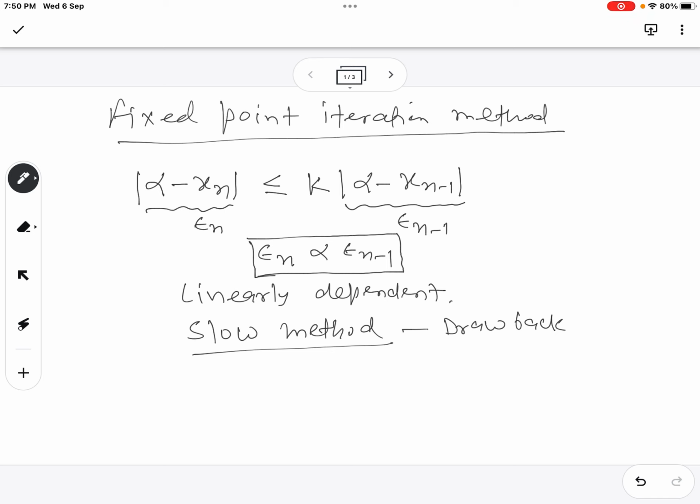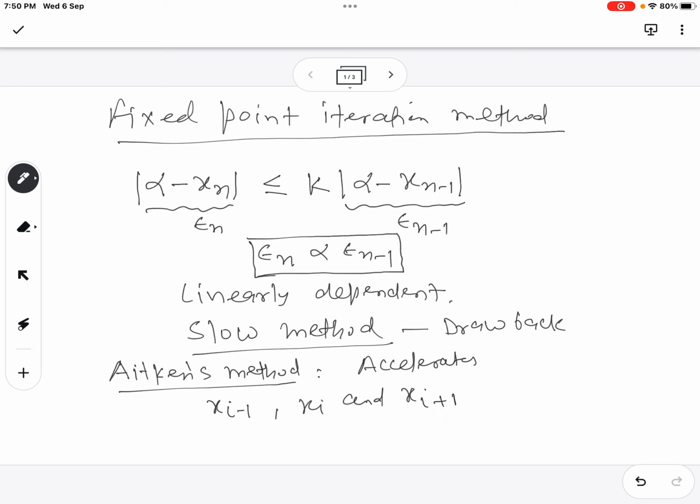So in order to speed up this process, there is a method known as Aitken's method, and this method accelerates the process of fixed point iteration. Now in this method, we first need to choose three successive approximations. So let us choose that x i minus 1, x i and x i plus 1 are three successive approximations.